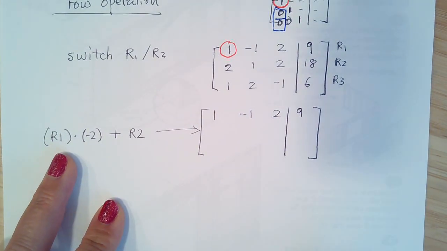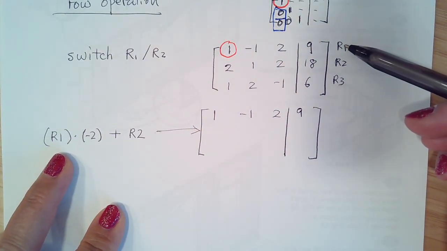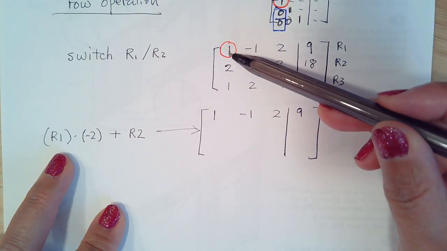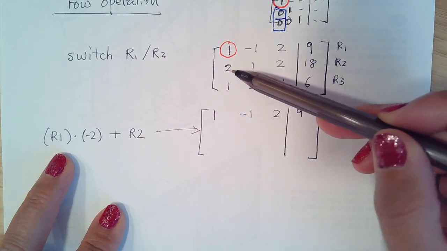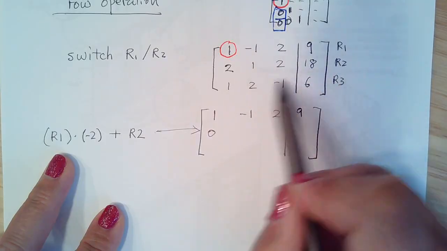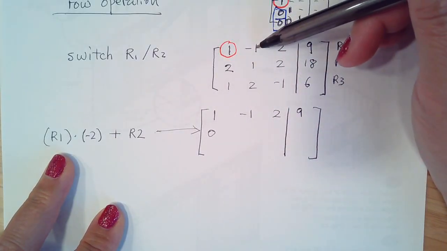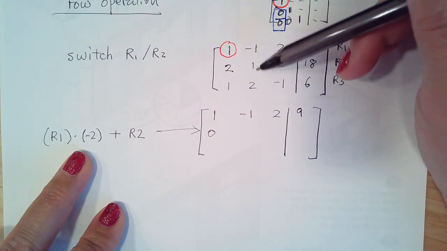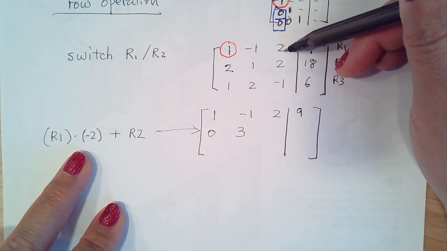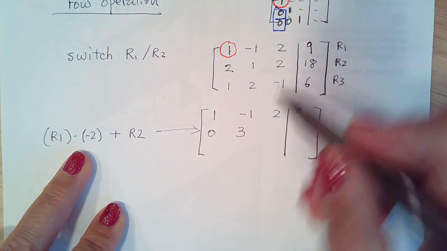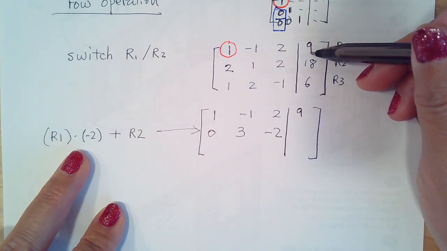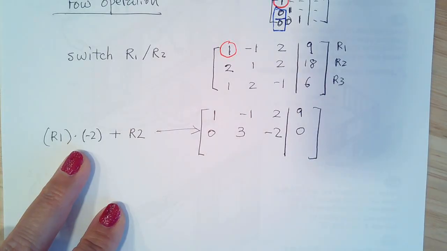What I do is, you can see I use R1 times -2, and then add to row 2, that becomes my new row 2. So 1 times -2, which is -2, I add to this, I get a 0. Did I get 0? Yes. And don't forget, you have to do everything, okay? You have to do that to all the numbers. So -1 times -2, which is 2, plus that 1, you get a 3. And then 2 times -2, you get a -4, plus 2, you get a -2. And then 9 times -2, which is -18, plus 18, you get a 0.